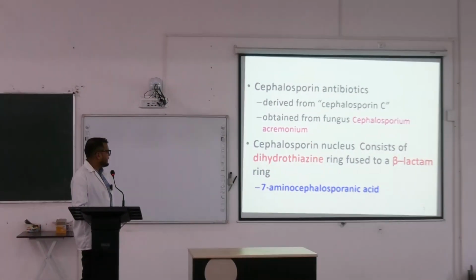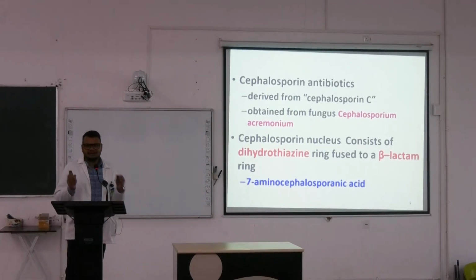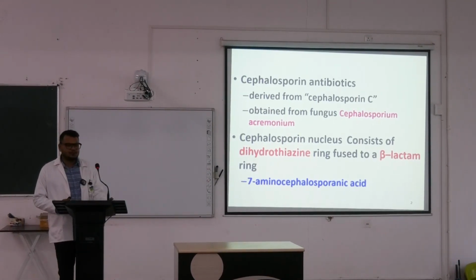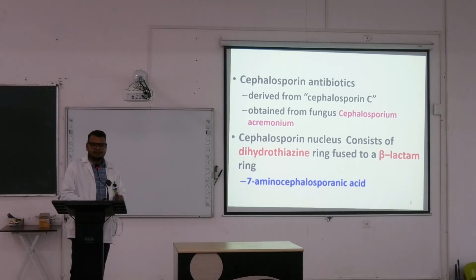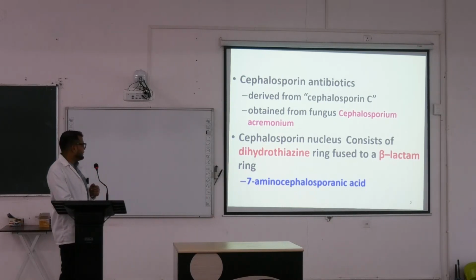The next part of the beta-lactam series, that is cephalosporins, very important, and carbapenems. So cephalosporin antibiotics are derived from cephalosporin C, obtained from the fungus Cephalosporium acrimonium. Okay. Cephalosporin nucleus consists of a beta-lactam ring with dihydrothiazine ring. So beta-lactam, they contain beta-lactam ring. Cephalosporin, they have the beta-lactam ring but added a dihydrothiazine.